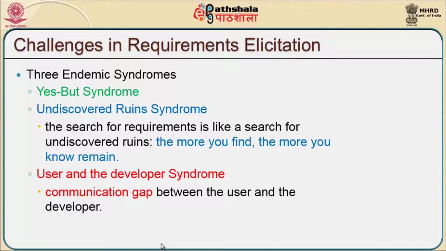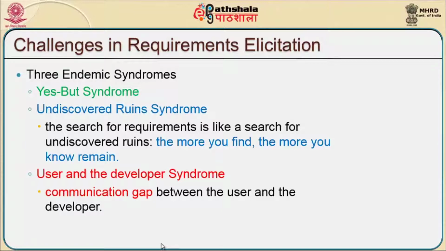Some of the challenges that we might face during this requirements elicitation process are three endemic syndromes. One is the yes-but syndrome, where if you pose a question to the stakeholders, they will come out with an answer of yes, that is what is required, but in a slightly different format. So they are not very consistent about what they exactly require, but they will put it as yes but, so it becomes a syndrome.